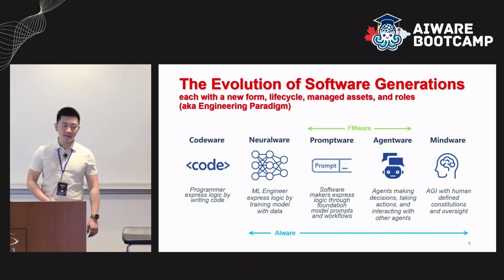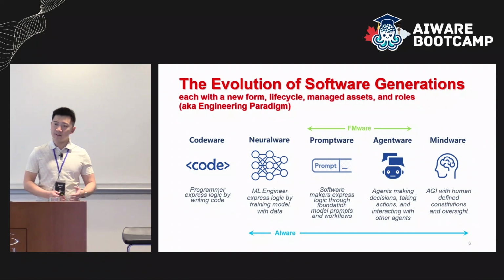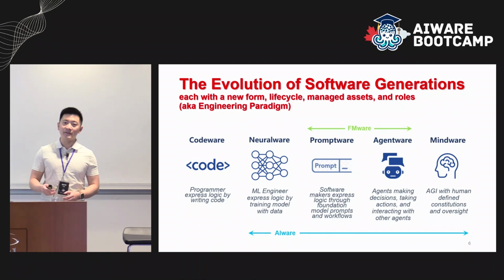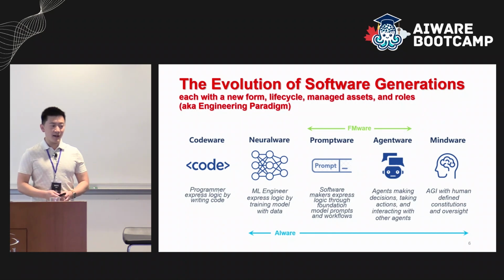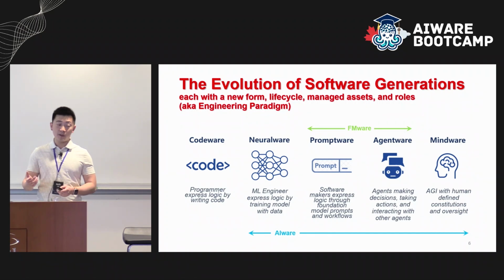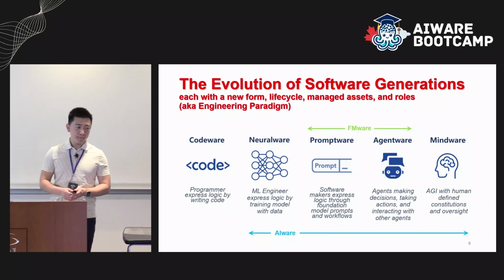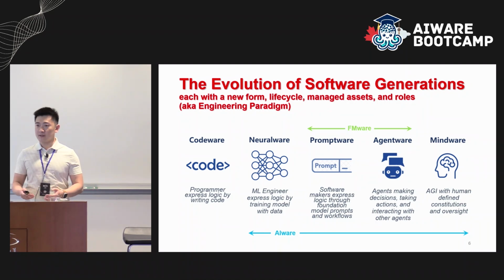This is a simplified version of the 5 generations that people keep talking about. I'll just try to give you a slightly more detailed explanation of each of them. So we are all very familiar with codeware, which is the software you develop with code. And then when AI was introduced into software as a component, that's when we have neuralware. We usually refer to neuralware as the system that has the conventional AI system or deep learning models inside. With each of these evolutions of software generation, we're seeing new roles and new processes be introduced. So when AI was introduced into software, we see new roles like ML engineers, ML ops engineers, etc. that got introduced into the industry.